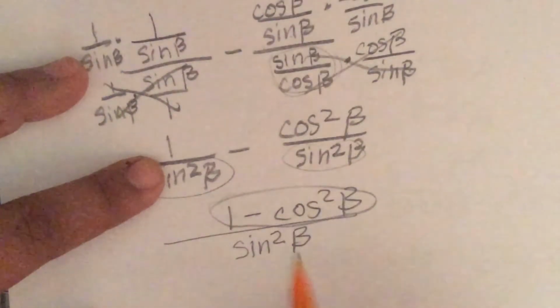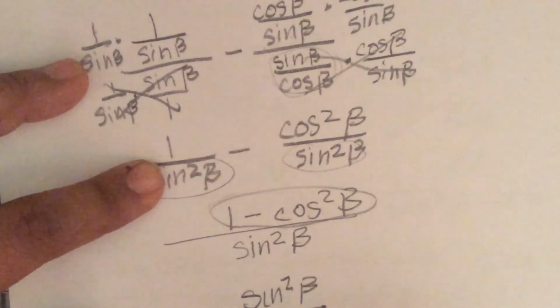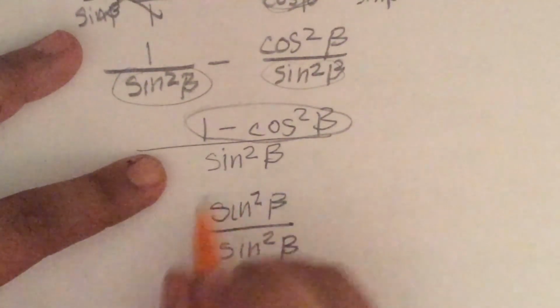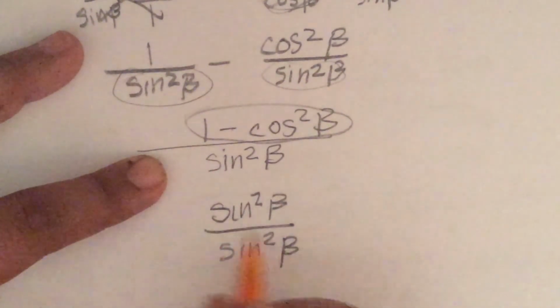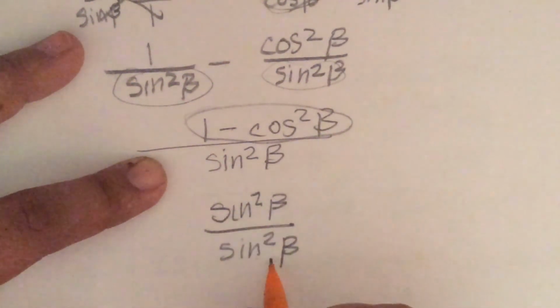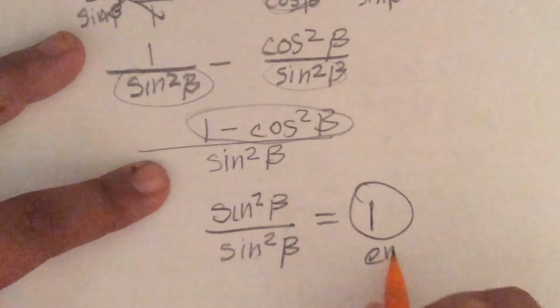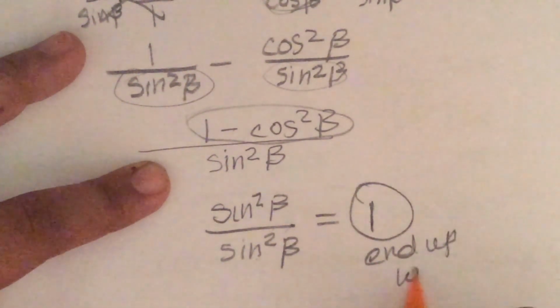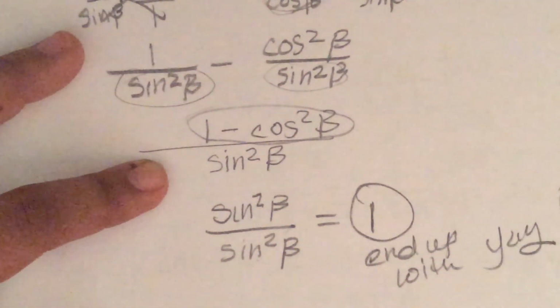So now you have on the top sine squared beta over sine squared beta. So same thing divided by the same thing. So sine squared beta goes on the top. That gets replaced with that. And then you still have the sine squared beta on the bottom. Same thing divided by the same thing always equals 1, which is what you want to end up with. Yay! You are done with this.